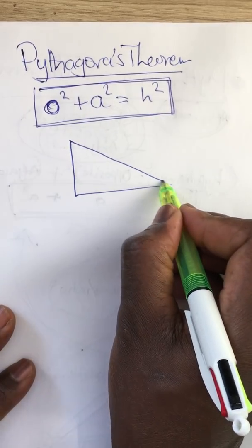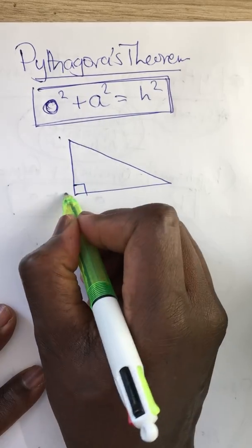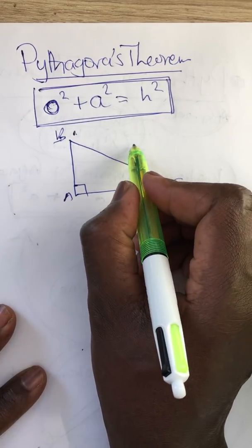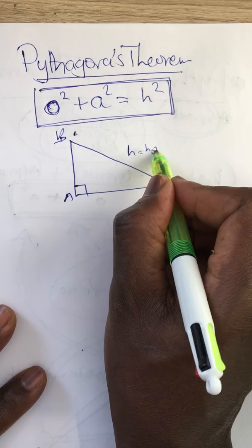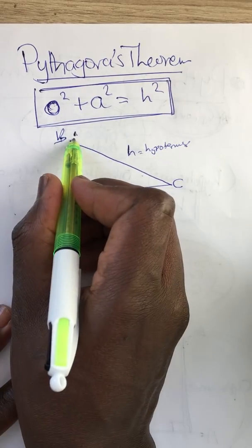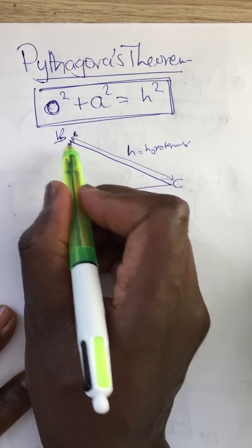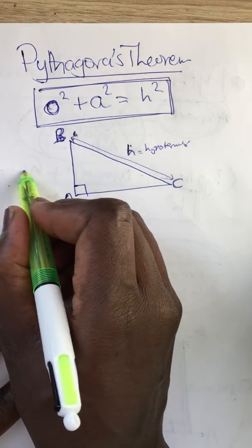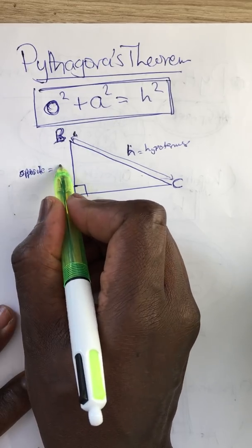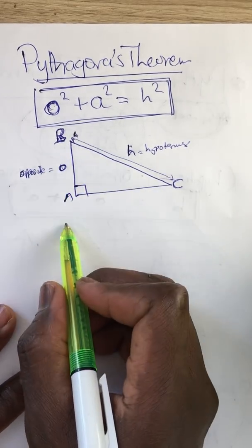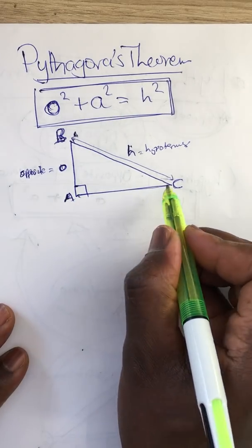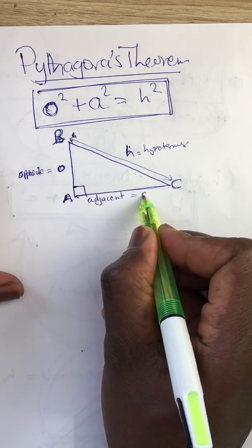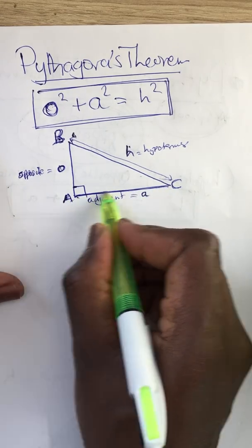Let's say this is our right angle triangle, obviously with vertices A, B, C, and we know that this is our hypotenuse, H. The hypotenuse is the overall distance between B and C. We know that this is our opposite, which is O, the distance between A and B. And then we know that this one is adjacent, which is A, the distance between A and C.